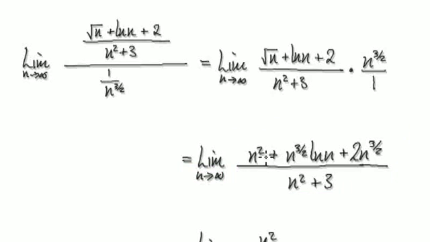As n gets very big, let's look at the numerator. Here you've got 3 blocks: 1, 2, 3. Which block will dominate as n gets very big?